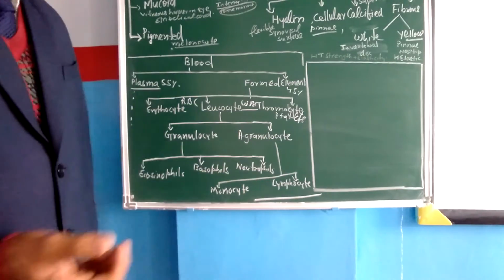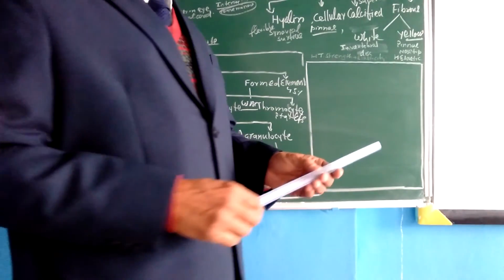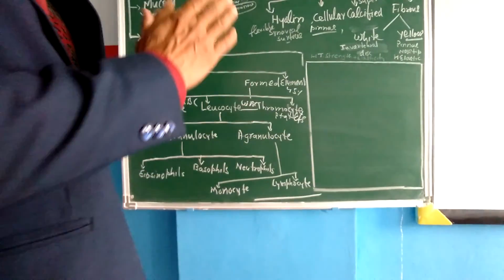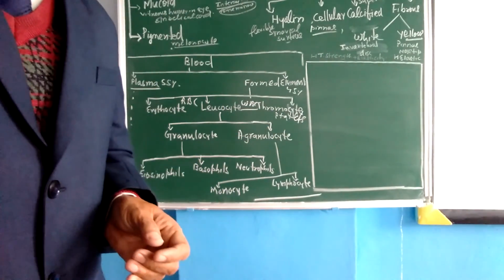So these are all together. I have explained the different types of tissue at a glance. Okay, I think you will memorize it systematically, and it will help you.